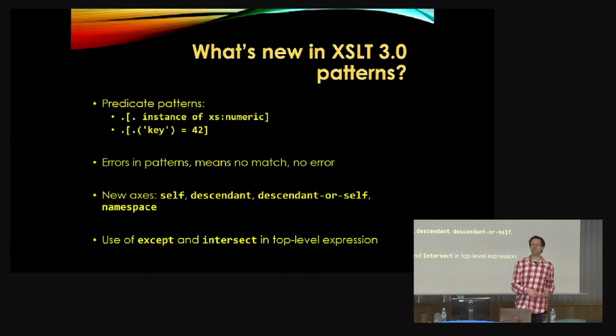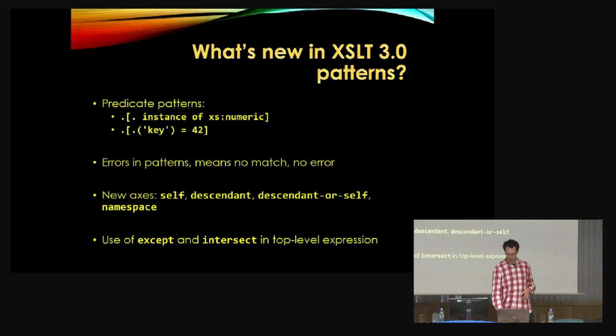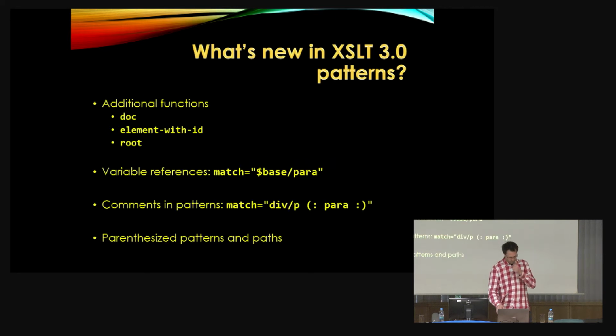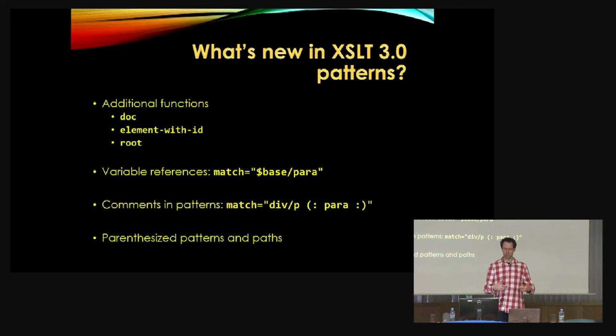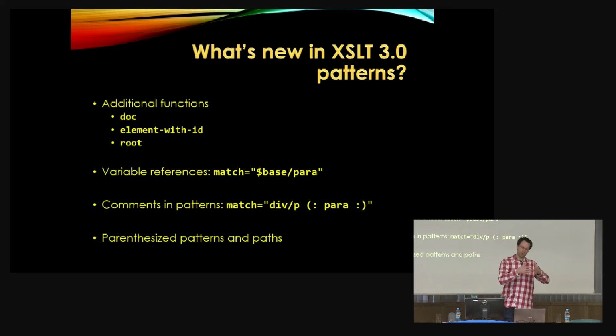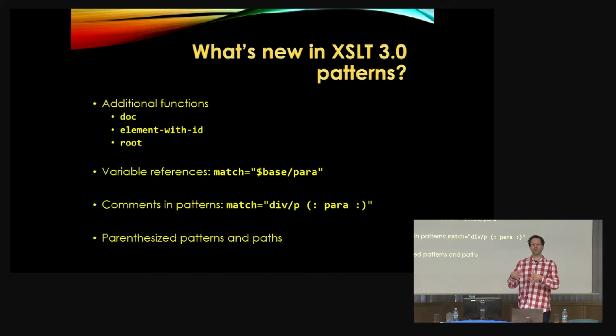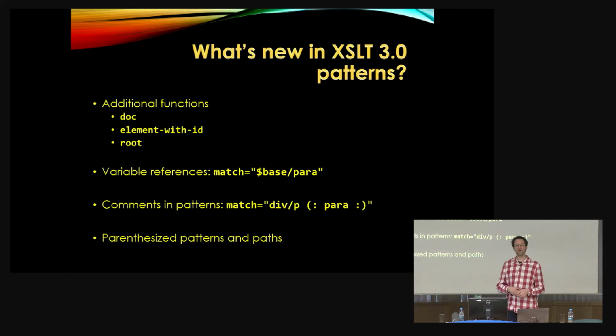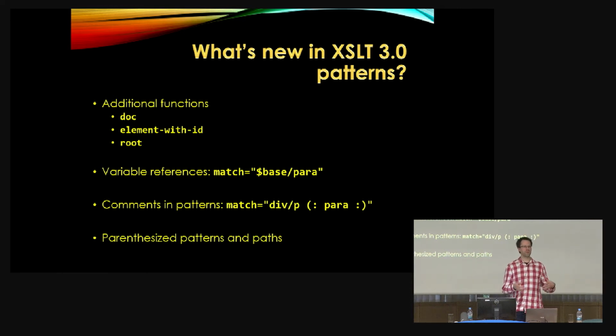On the top level of expressions, you can now use except and intersect. They basically mean the same as in XPath. A bunch of functions that you can use on the top level. Inside a predicate, you can use any function. You probably knew that. But on the top level, you can use the doc function, which basically says the thing that I'm testing over, does it belong to that document? Element with ID is just to complement the ID function. And the root function helps with matching over nodes that are not rooted in a document node.